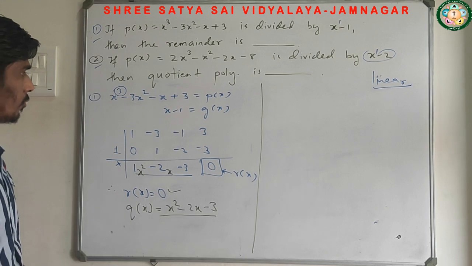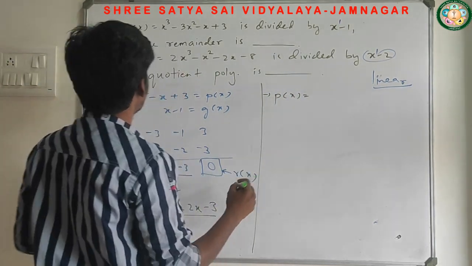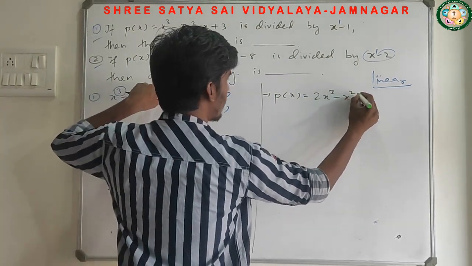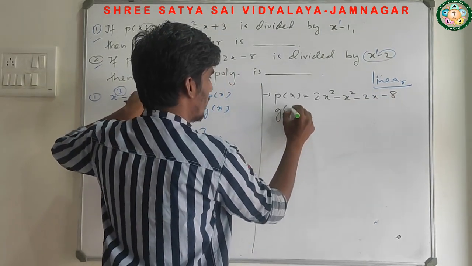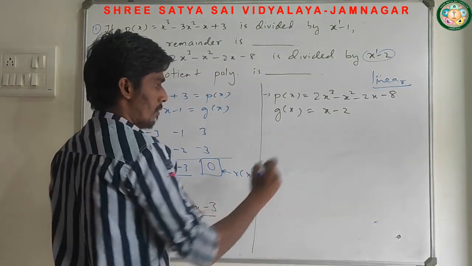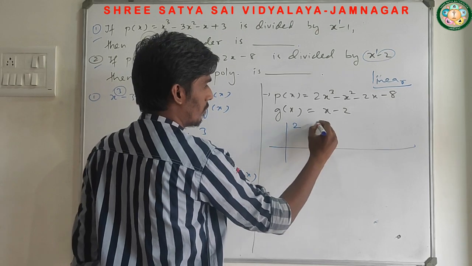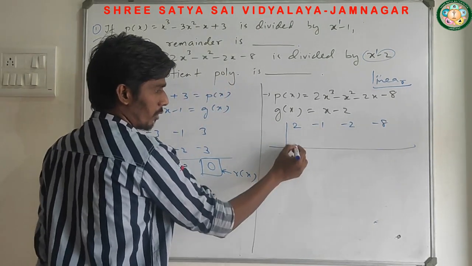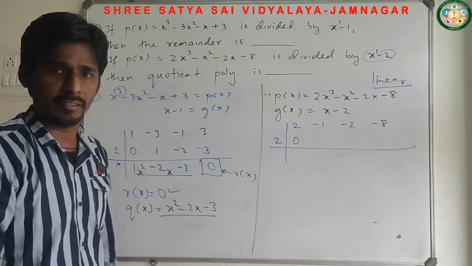Let's see one more example if you don't understand. P of x equals 2x cube minus x square minus 2x minus 8, divided by x minus 2. Write down all the coefficients. It's 2, minus 1, minus 2, minus 8. Below the first number always 0. Here it is x minus 2, so I have to take its opposite sign.